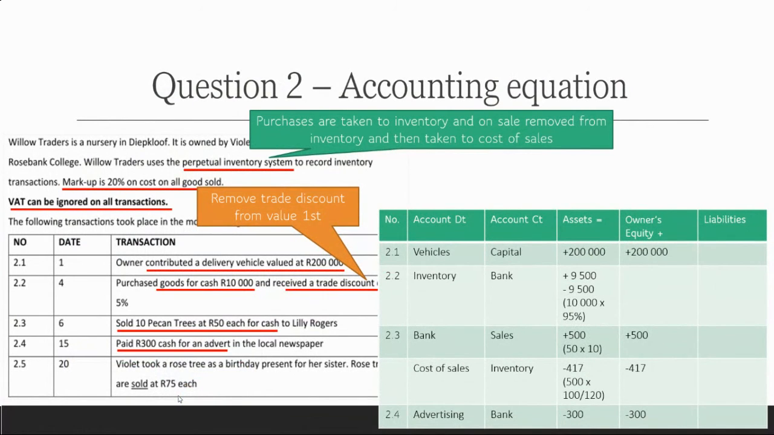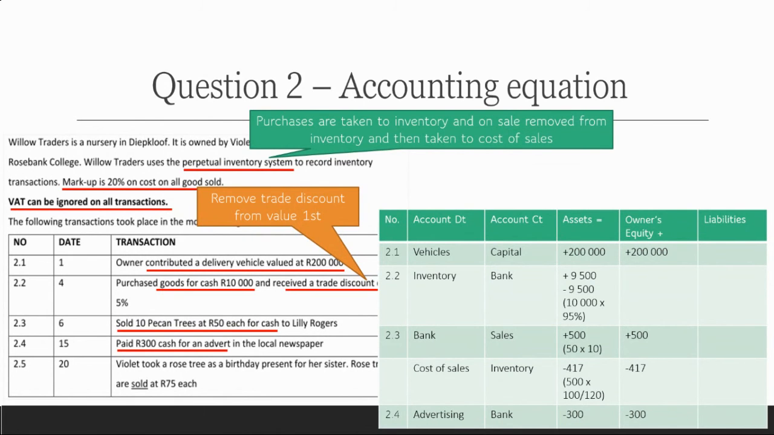Another thing we would have allowed is if you said advertisement expenses, then we would have also given it because not everyone used advertising as their account name. And this is what that transaction would look like.